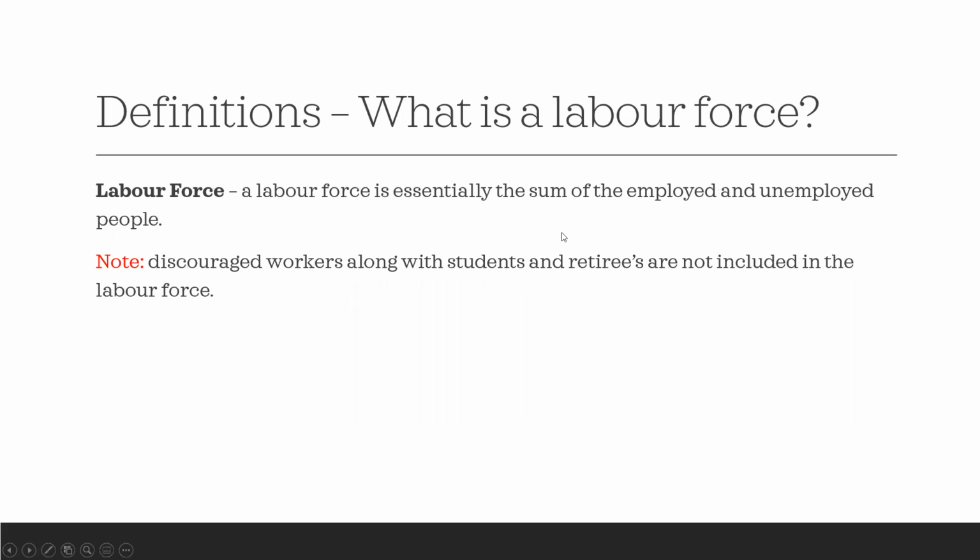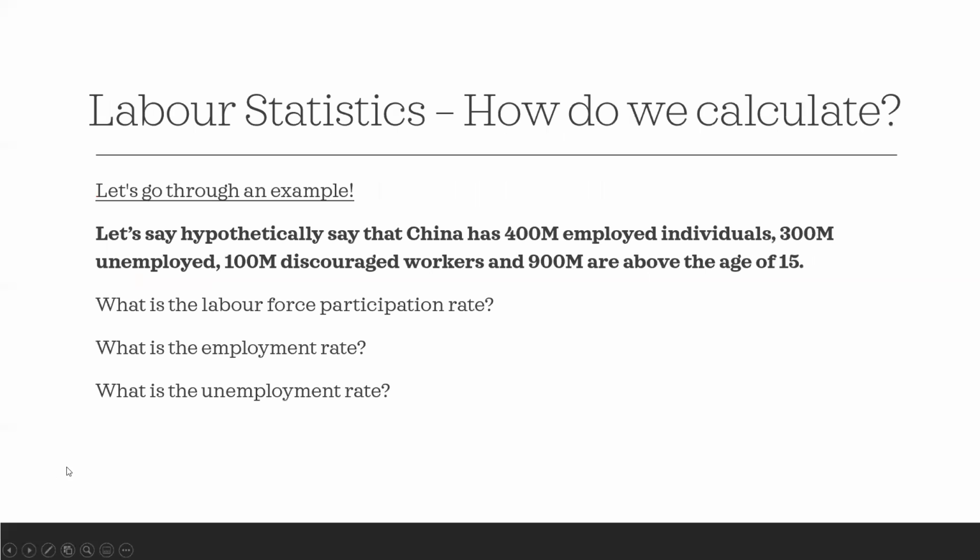So speaking of labor force, what is one? And how do we get to that number of what the labor force in an economy might be? So labor force is essentially the sum of the employed and the unemployed people. And like I said, the discouraged workers was super crucial. And the reason why is because discouraged workers, along with students, retirees, etc., are not included in the labor force. It's only going to be people who are working, the employed, and people who are not working but actively searching for a job. This makes up your labor force.